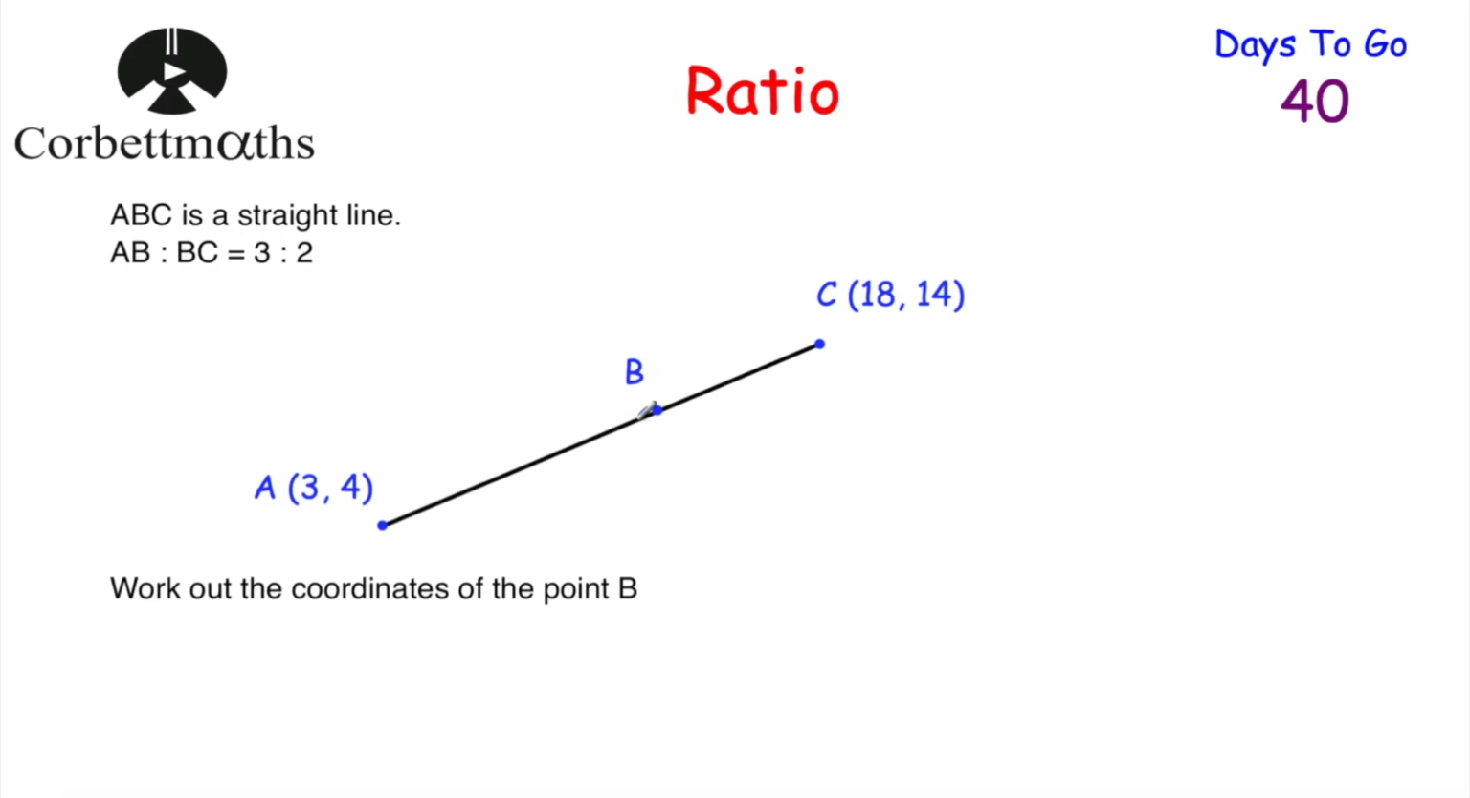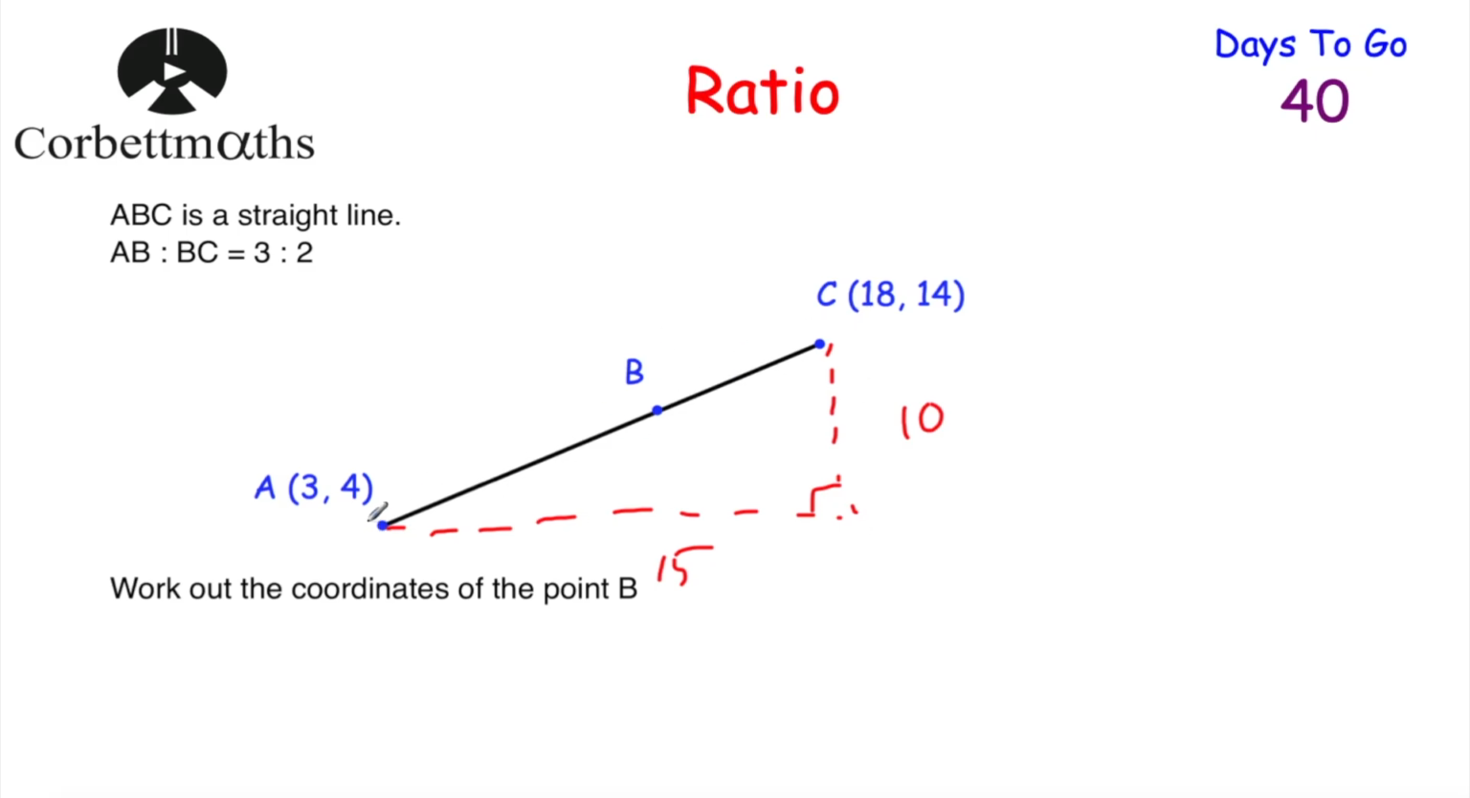Okay, so if I want to find the coordinates of this point, what I would actually do is consider how I would get from A to C. I would go across, and then I would go up. In terms of going across, I'm going from 3 to 18, so I'll be going 15 across. In terms of the rise, I'm going from a height of 4 to a height of 14, so I'm going up 10. So to get from A to C, we would go 15 across and 10 up.